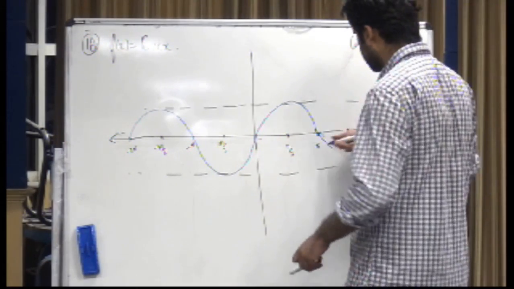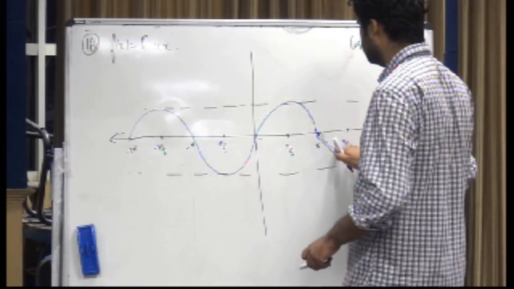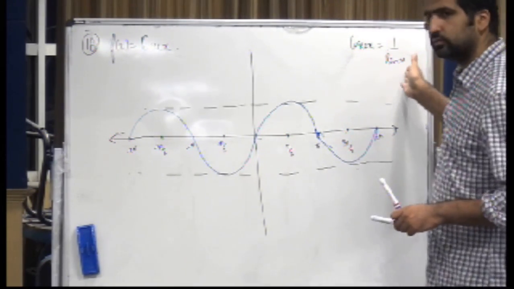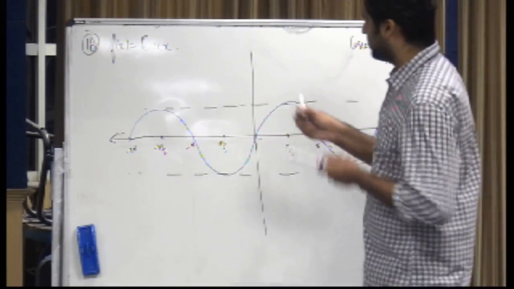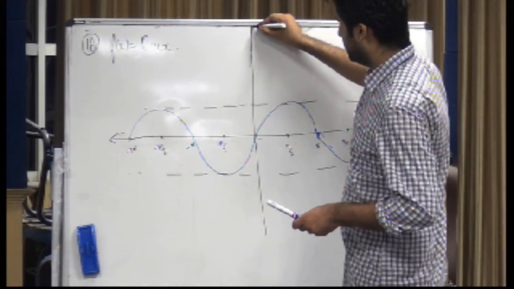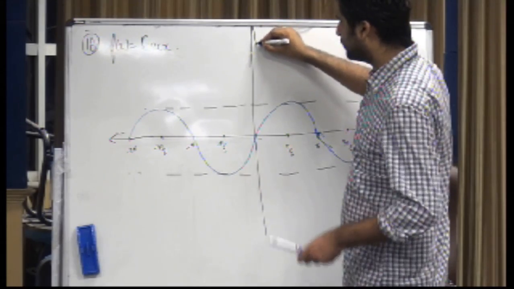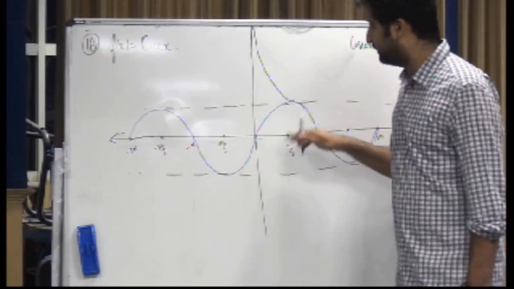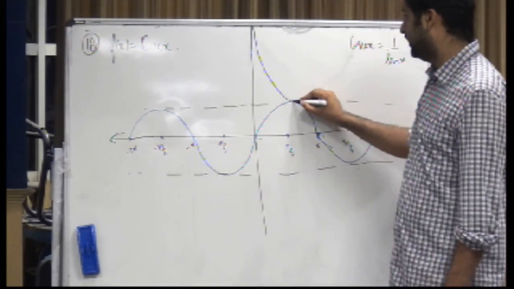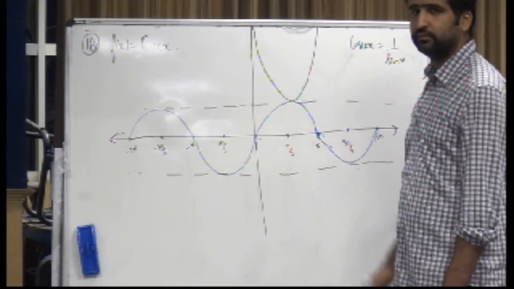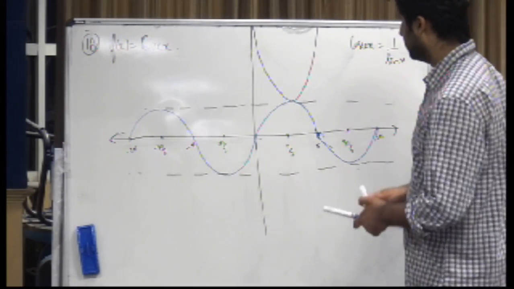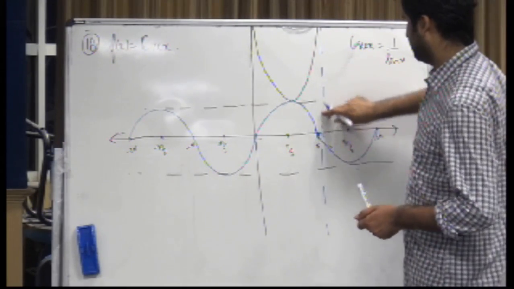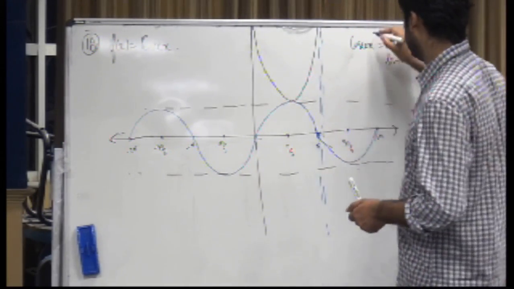Now at x is equal to 0, 1 upon sin x will become 1 upon 0, which is infinity. So it comes from here. At x is equal to 90 degrees, it becomes 1. So the graph of sin x and cosecant x touch over here, and then it again becomes infinity. Okay. So this is the nature of cosecant x between 0 and pi.